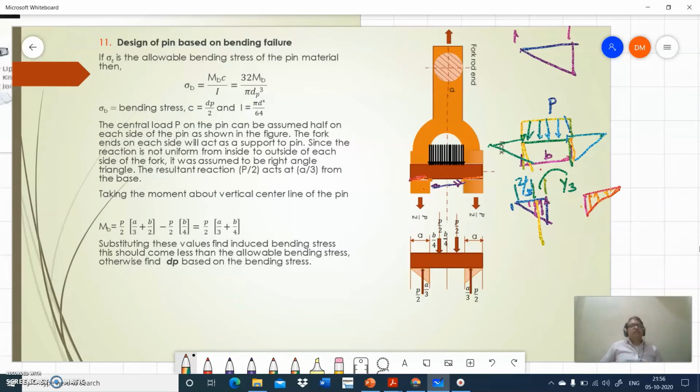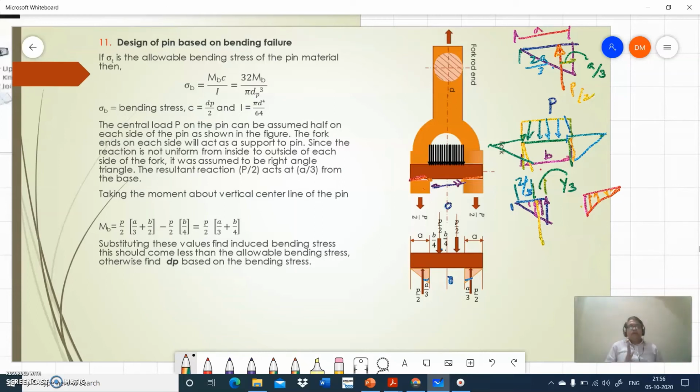So here this distance is how much? It is a. So this distance, the reaction, is P by 2. And this distance is a by 3, and this will be 2a upon 3. Are you getting it? So this distance is a by 3, and here also a by 3, and this distance is b by 4. Now this is the center line, right?